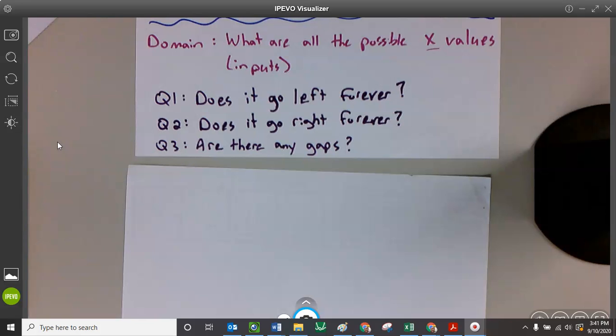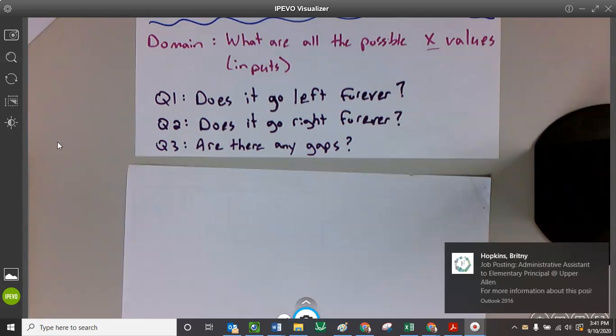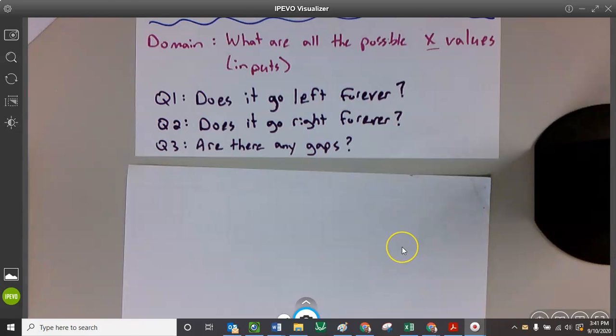Here they are. Question 1, does my graph go to the left forever? Does it go to the right forever? And are there any gaps? If you can fill out those 3 things, you pretty much have the domain stated.